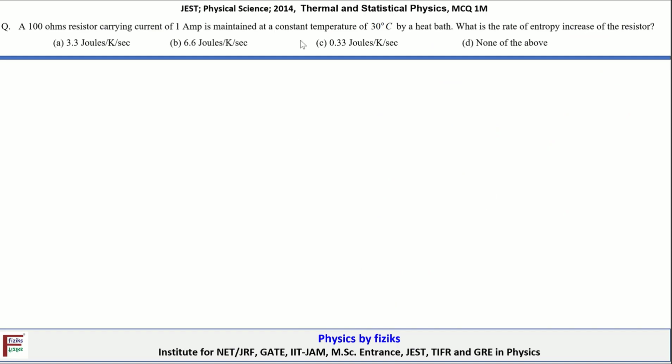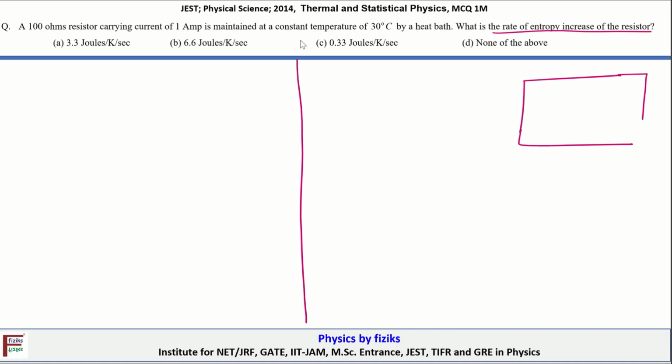So we are given a situation where a 100 ohm resistor carrying a current of 1 ampere is maintained at a constant temperature of 30 degrees Celsius by a heat bath. What is the rate of entropy increase of the resistor? Let's try to understand the problem here. We have a big heat bath, which is at a certain temperature T. It's going to be a very big entity having very large heat capacity. That's one of the assumptions that we learn when we talk about the theory.